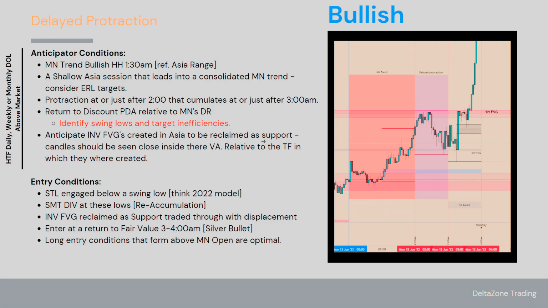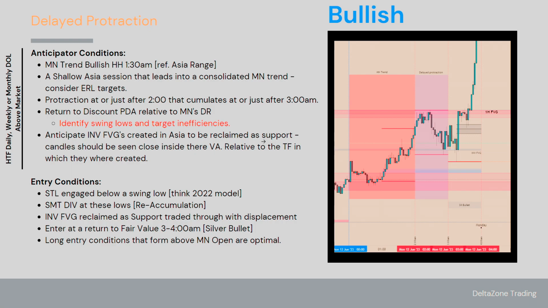Given this context, let's discuss the anticipatory conditions we expect to see in this profile. Firstly, the market will establish a bullish trend after midnight. Higher highs should be seen than those created in Asia or New York's PM session. If the market posts a shallow Asia session that leads into a consolidated midnight trend, then we should consider external range liquidity targets during the protraction. We will look at an example of this later as well.